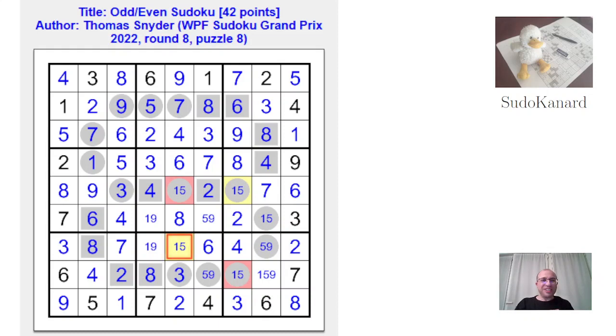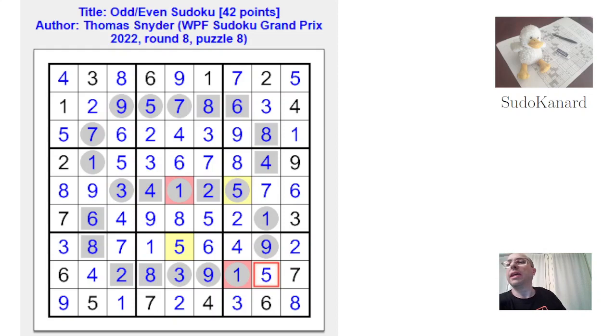Red and yellow, sorry. So this digit is different from this one, so this digit must be the same as this one. And so this digit and this one are different. So one of them is a 1, one of them is a 5, and as a result, this must be a 9. And this disambiguates the remaining digits. And the fact that such a technique is needed for ending the solve may be the reason why it was worth 42 points.